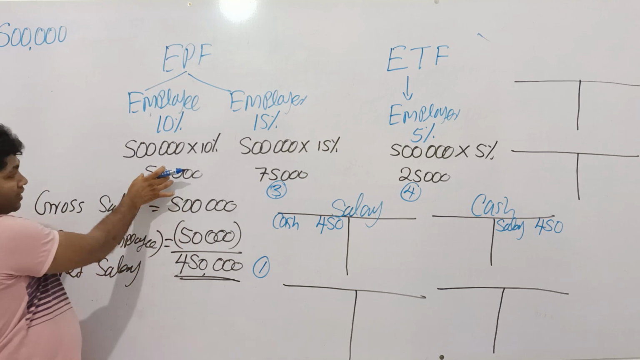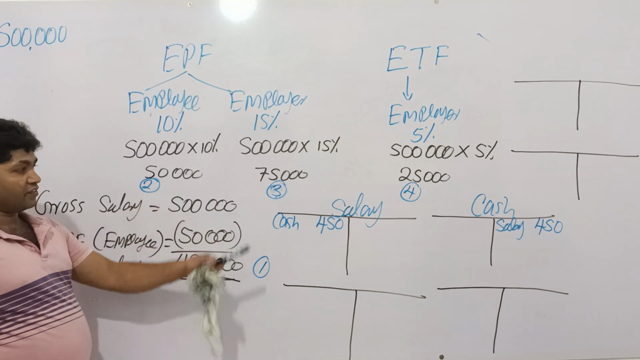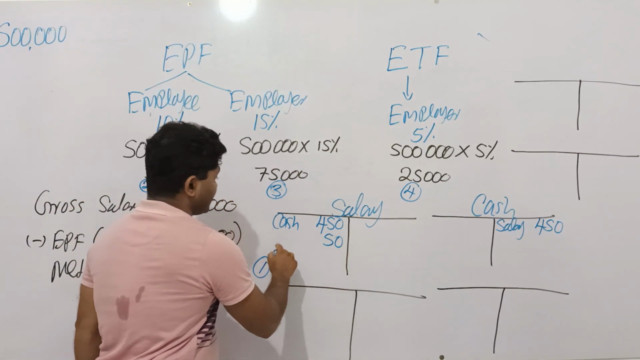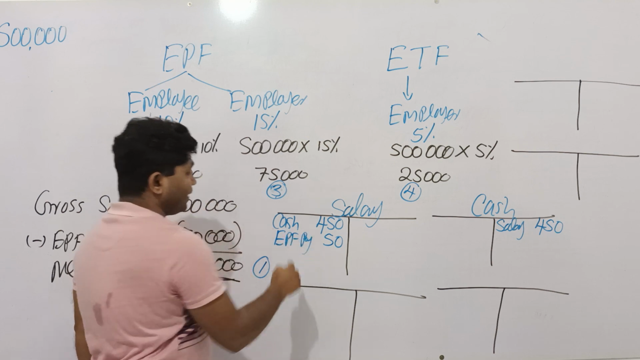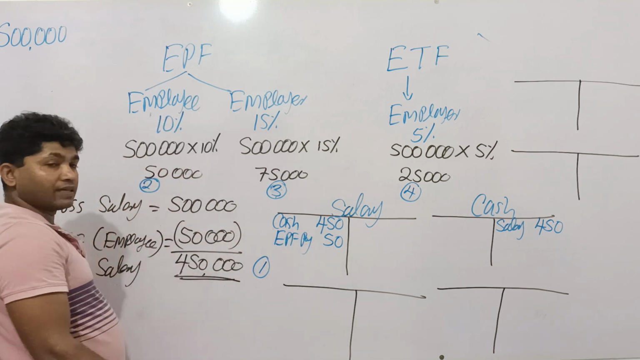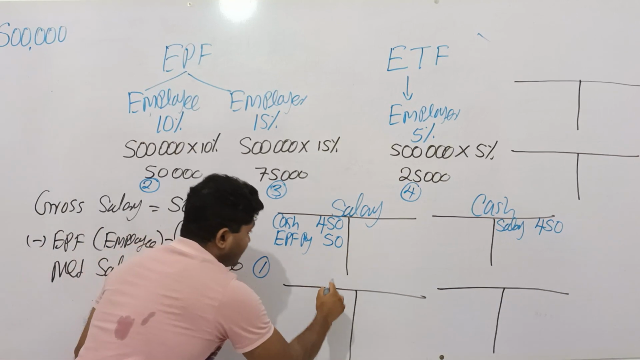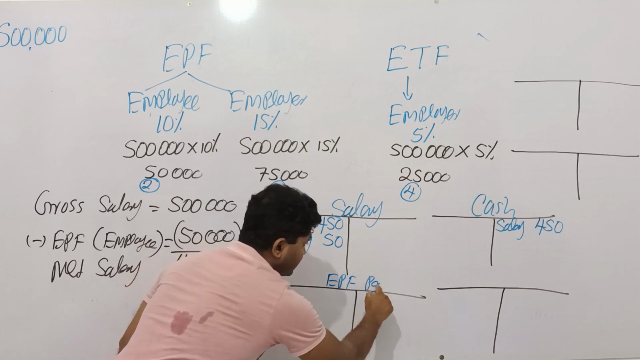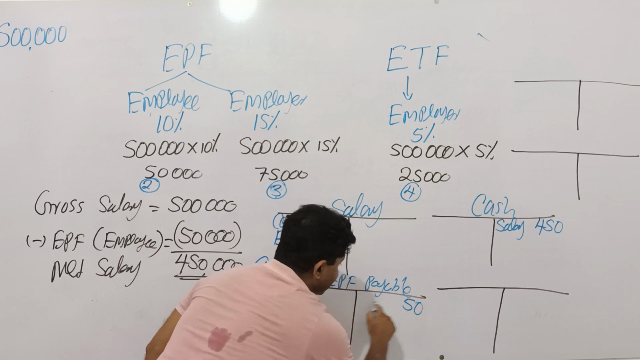Second one, the employee contribution is also part of salary. Employee contribution equals 50,000, part of salary. Therefore, salary account debit 50,000 as EPF payable. That value should be transferred to the central bank. The EPF fund is maintained by the central bank. Therefore, salary account debit, EPF payable account credit. That is a liability. EPF payable credit 50,000 as a salary.